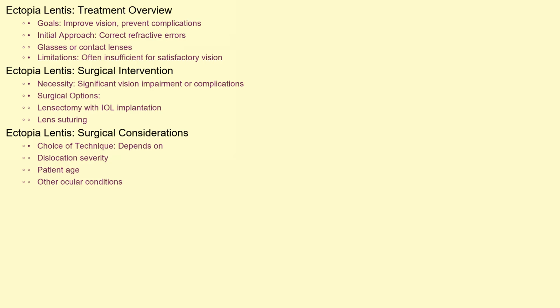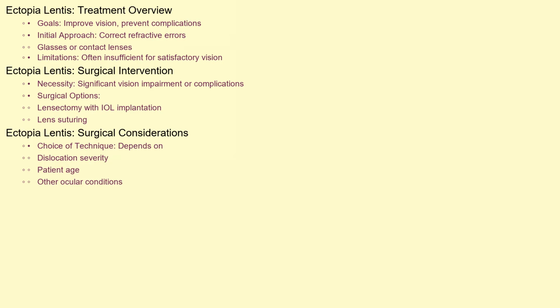The treatment for ectopia lentis aims to improve vision and prevent complications. The initial approach often involves correcting refractive errors with glasses or contact lenses. However, in many cases, these methods are insufficient to achieve satisfactory vision. If vision is significantly impaired or if complications arise, surgical intervention may be necessary.